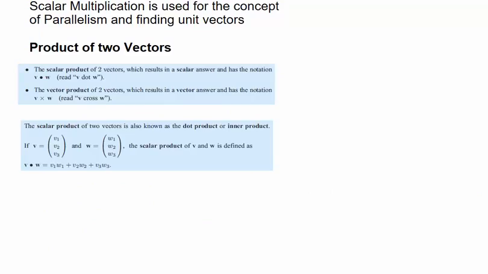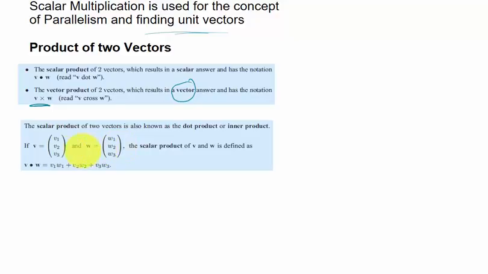So scalar multiplication is used with this concept of two vectors being parallel or finding the unit vector. But what if we actually want to multiply two vectors together? That's when we do something called the dot product. So if we read through this definition, the scalar product of two vectors, which results in a scalar answer, is read v dot w. The vector product of two vectors, which results in a vector answer, is called the cross product. We're going to specifically look at the scalar product first.